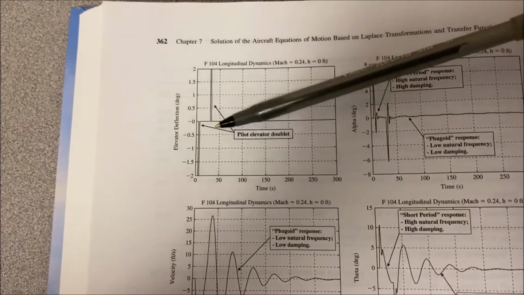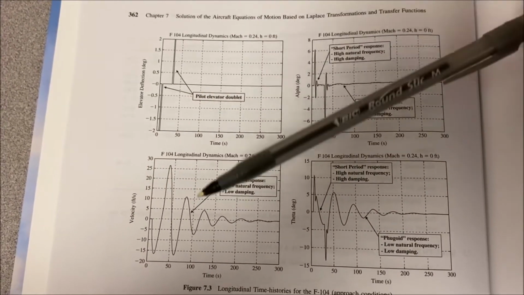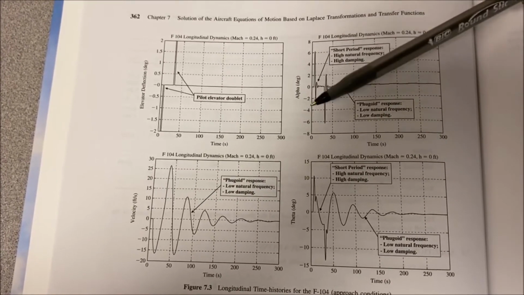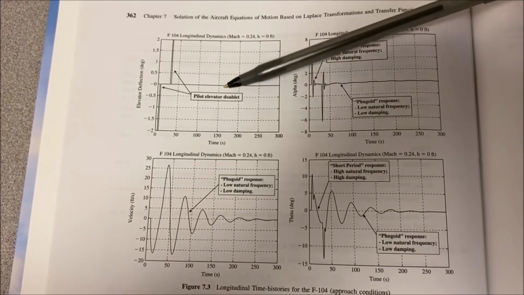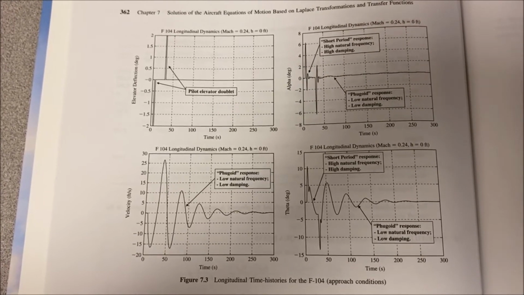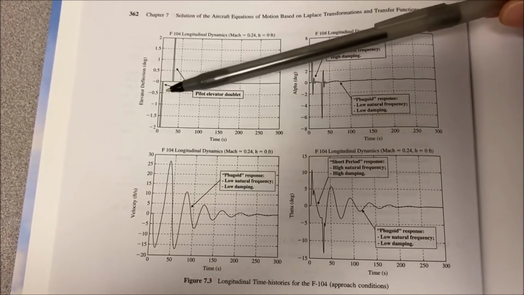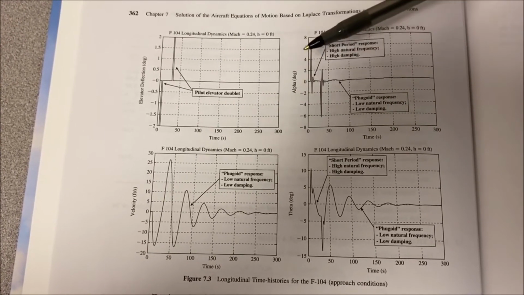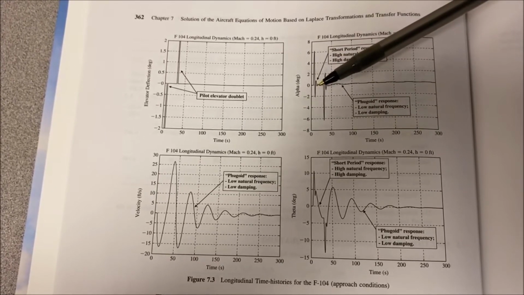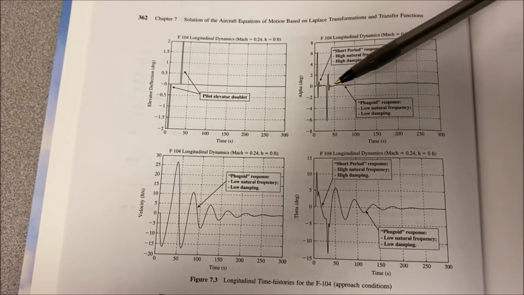And given that function of elevator deflection, we were able to solve for functions of alpha, velocity u, and the pitch angle, and show how they, as a result of this elevator deflection function, change over time. So you can see here, this is our short period mode, right? These two impulses on the elevators. This is how the angle of attack is affected by those elevator inputs and how it reacts to dampen out those oscillations, both positively and negatively.